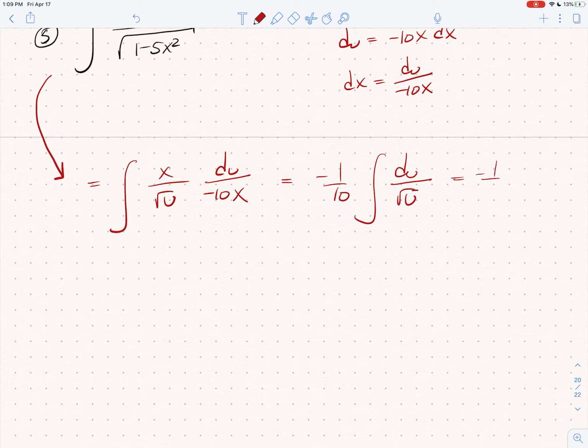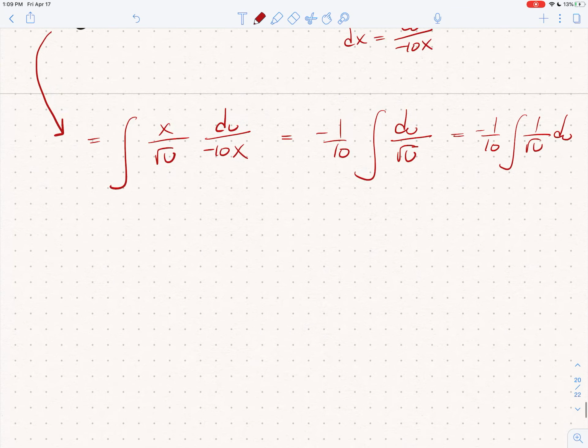This is the same thing, by the way, as negative 1/10 integral 1 over square root of u du. Your book will do this. It is very common to just say, well, 1 times du is du, and actually put it above something when there's a fraction. Not a big deal. Don't let it bother you. Just make sure that you know how to handle it.